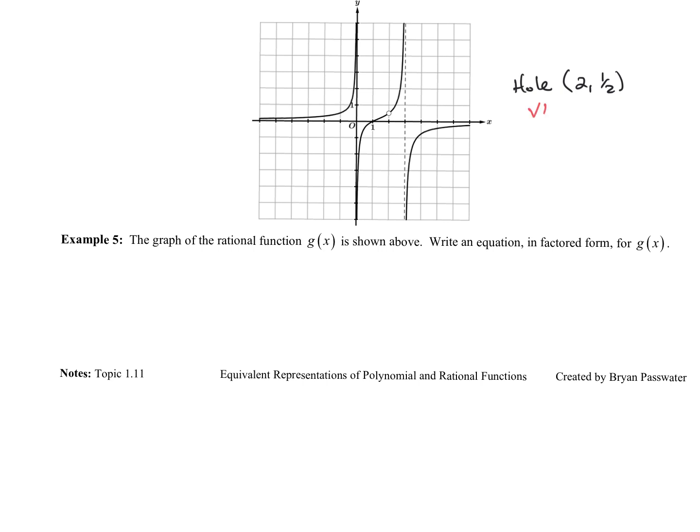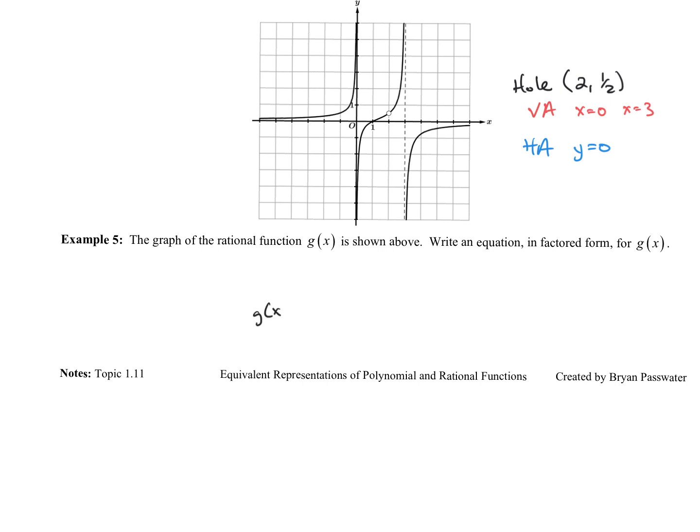There's a vertical asymptote. There's actually 2 of them. What are my vertical asymptotes? X equals 0 and x equals 3. Love that. Do we notice anything else? It has a horizontal asymptote. Where's there a horizontal asymptote? At y equals 0. So let's break this down a little bit.